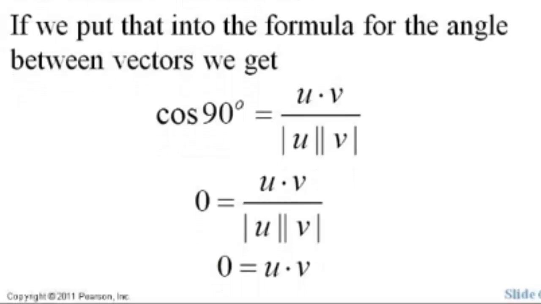Multiplying both sides by the magnitude of u times the magnitude of v, we get 0 equals the dot product of u and v. Now remember, we started with the concept that u and v are perpendicular. So when they're perpendicular, the dot product is 0.